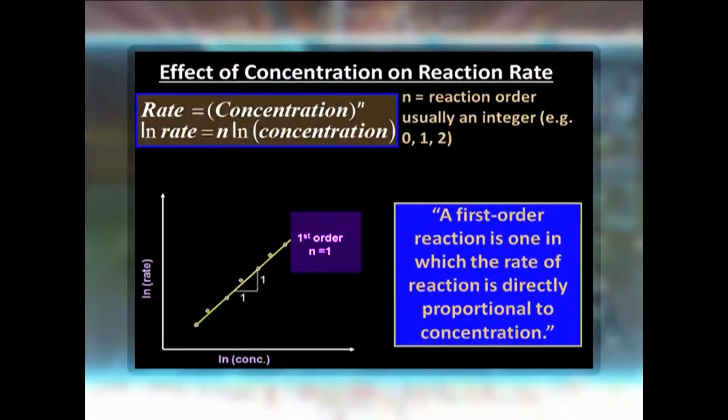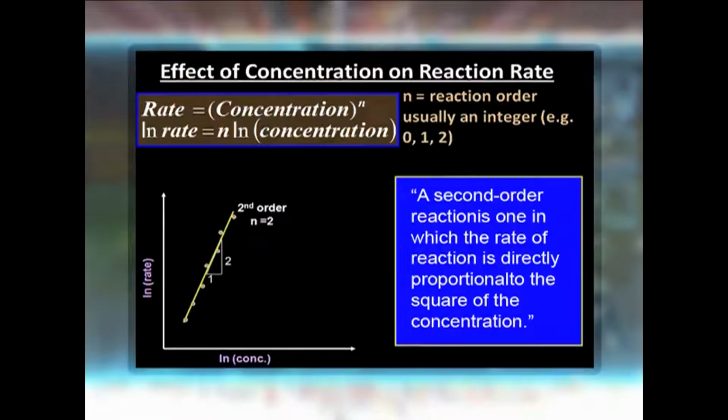For a first order reaction where n equals 1, the rate of the reaction is directly proportional to the concentration of the reactant. And in a similar plot where we plot on the x-axis log of concentration and on the y-axis log of rate of the reaction, we get a straight line with a slope of 1. For a second order reaction, for the same type of plot, we get a straight line with a slope of 2.